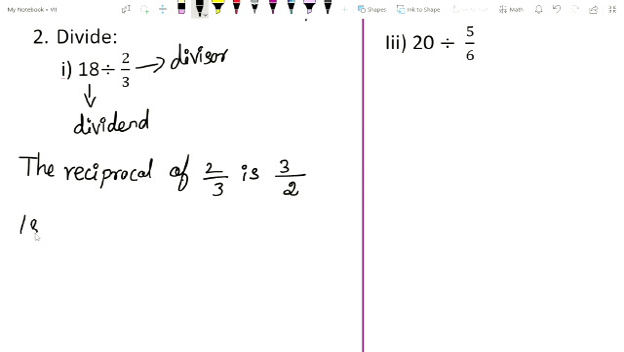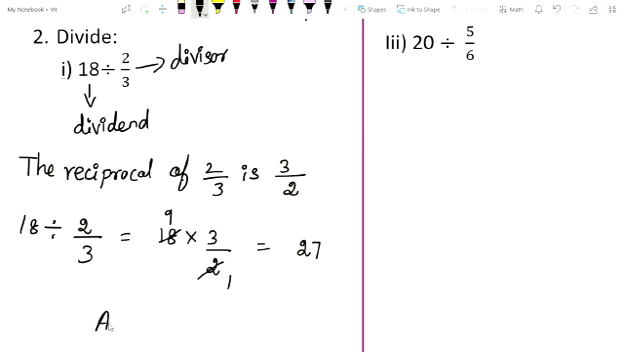So 18 divided by 2 by 3 equals 18 into the reciprocal. What is the reciprocal of 2 by 3? 3 by 2, that you substitute. So 18 into 3 by 2. 2 ones are 2. 2 nines are 18. Now you multiply, 9 threes are 27. 27 by 1, what you will get, children? 27. So what is the answer? 27. Do you understand, children?